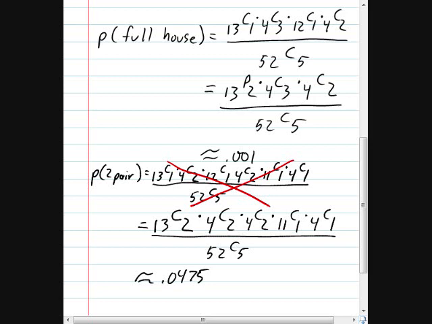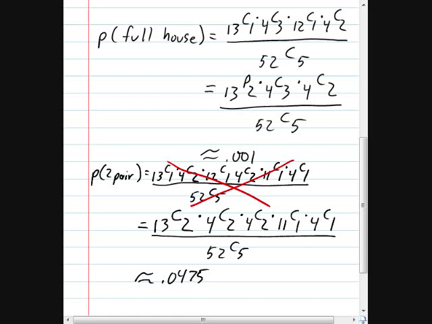Now in the method we were starting to use for the 2 pair, we could have corrected the numerator by dividing out the number of ways we could order the 2 pairs. But I personally find it simpler to choose the ranks without order to begin with.